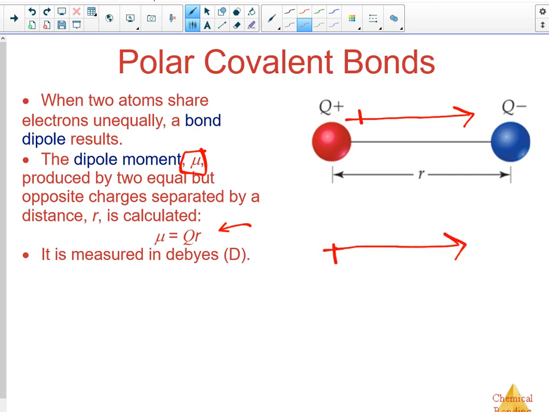Now, a lot of times this will be written as a little arrow with a plus sign on the end. The arrow is showing you where the electron density is going. And we have this little part at the end to show that it leaves this side positive because the density went towards this side. You'll see that commonly.